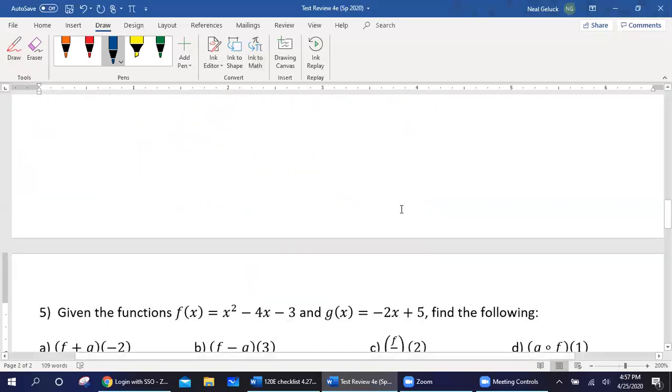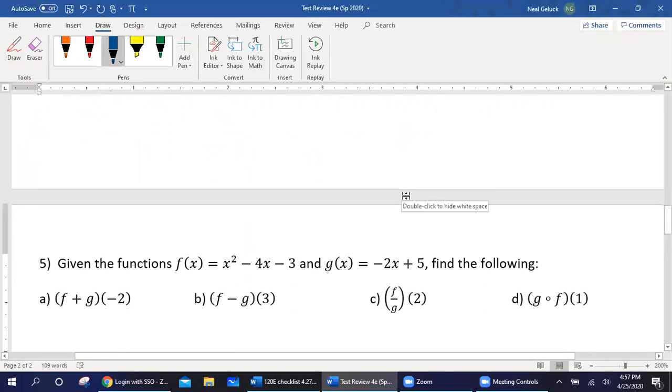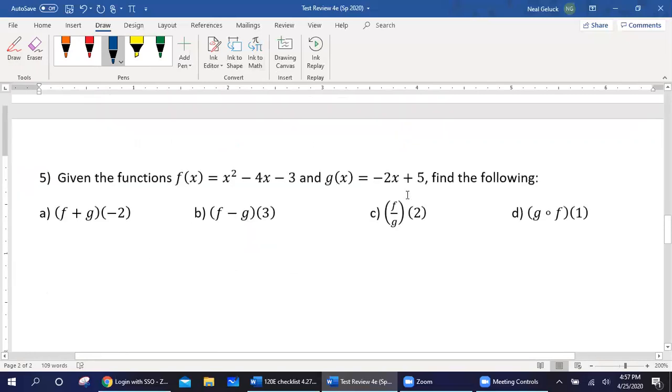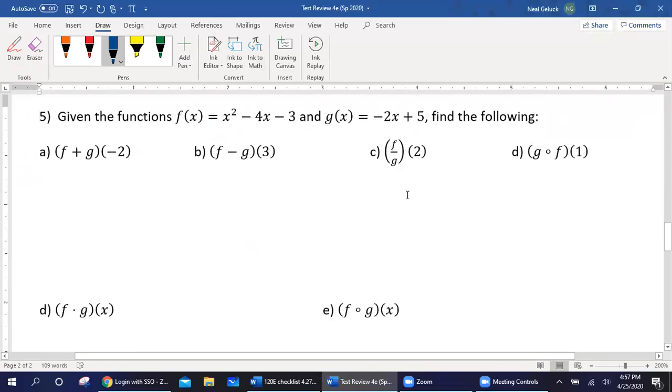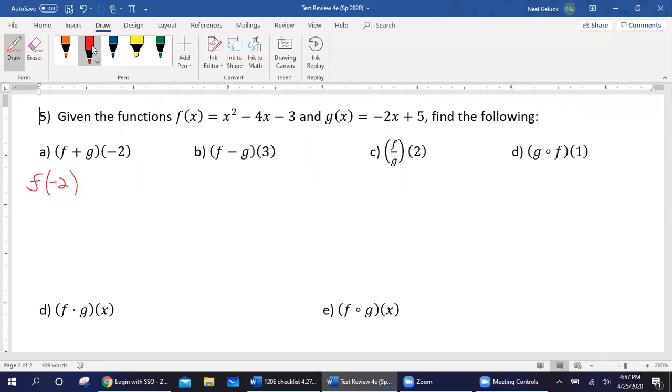On the other side, we're doing a lot of the operations on matrices. Obviously, not matrices, functions, including composition and all the other operations, addition, subtraction, all that fun stuff. So 5a wants me to find f plus g of -2. This means find f of -2. Find, let's use another color, g of -2 and add them together.